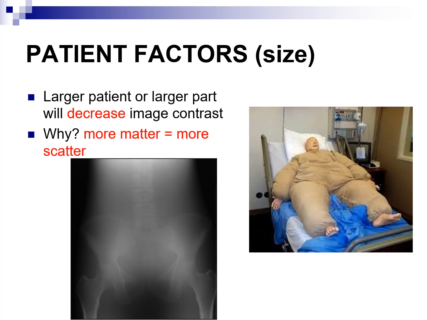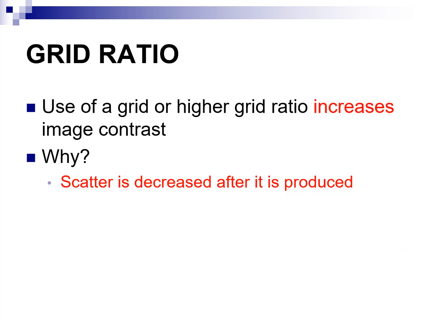A larger patient or larger part will decrease image contrast. Why? More matter, more scatter. So we're going to get a lot more scatter on our image.